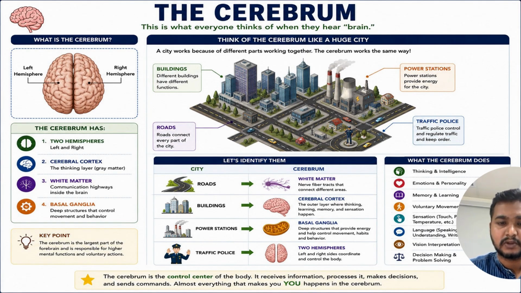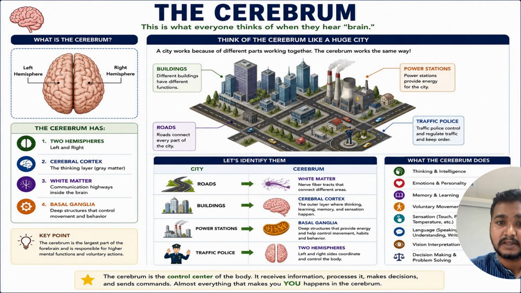Imagine the cerebrum as a modern city. A city functions efficiently because every department has a specific role. There are roads connecting different places, buildings where important work takes place, power stations supplying energy, and traffic control systems coordinating movement. The cerebrum works in exactly the same way. Let's explore this city one structure at a time.